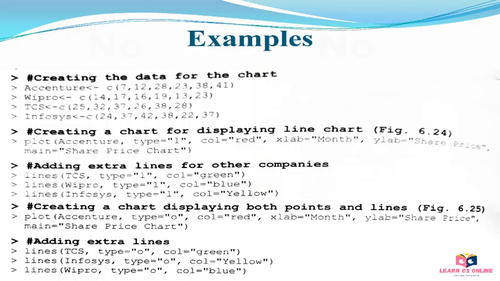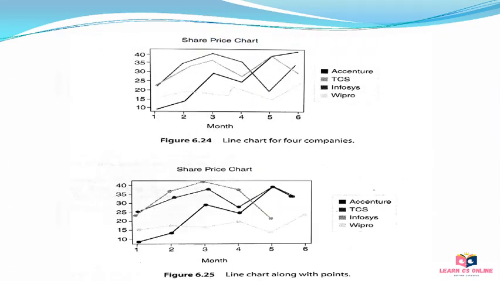The next commands help draw different lines on the same chart corresponding to TCS, Wipro and Infosys. Since the value of the type argument is o in the third command, the chart displays the points along with the lines. This slide shows the line chart for the examples in the previous slide.